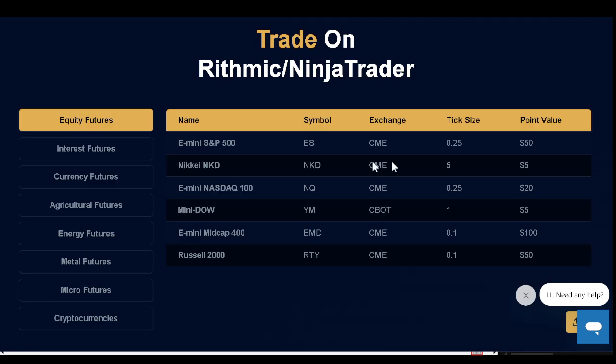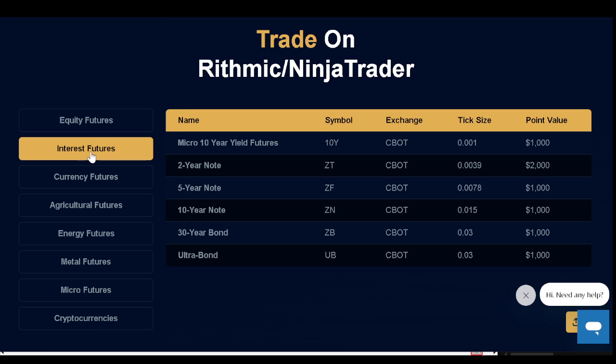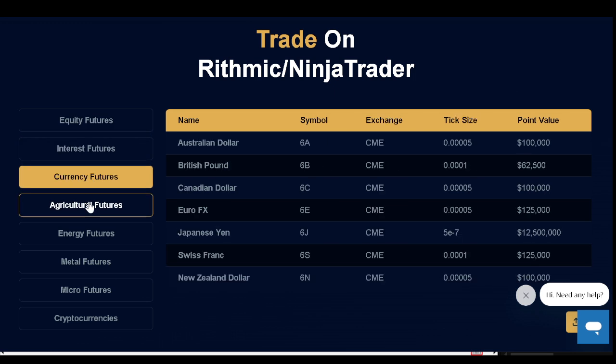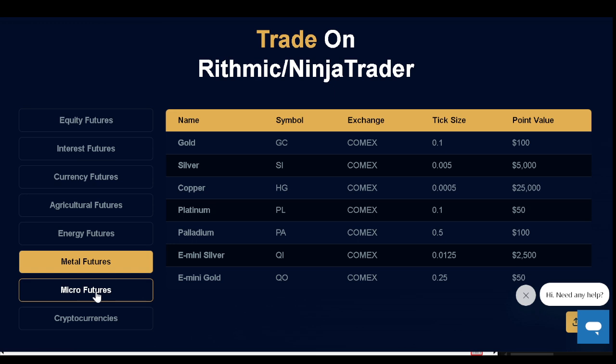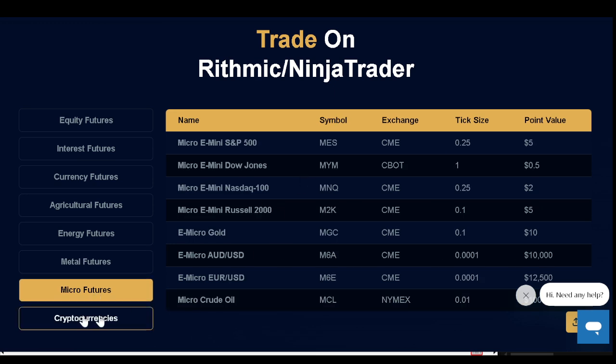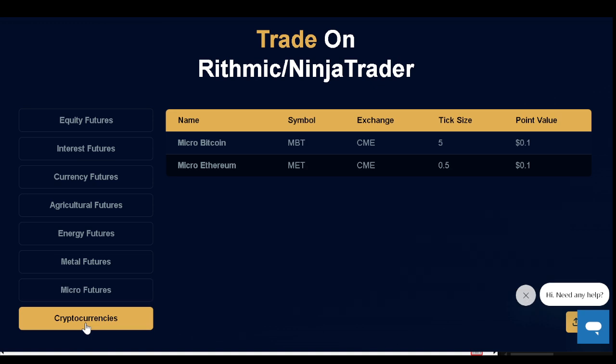This is some of the different things you could trade with the prop account. Of course, I usually trade just the futures. But as you can see, there's a tremendous amount of opportunity, different things that you could trade here: currency futures, energy futures, crude, natural gas, metal futures, gold, silver, micro futures, of course, the micros that I do, cryptocurrency even, micro Bitcoin and micro Ethereum. So a lot of options here.